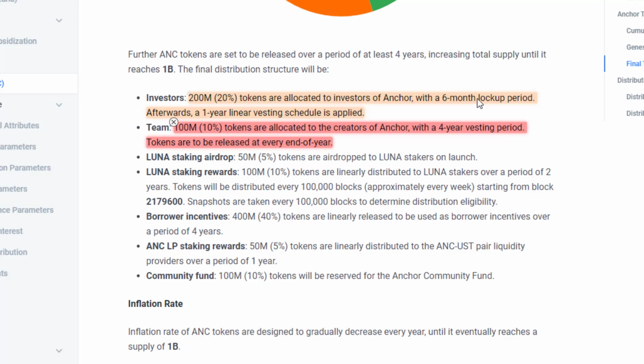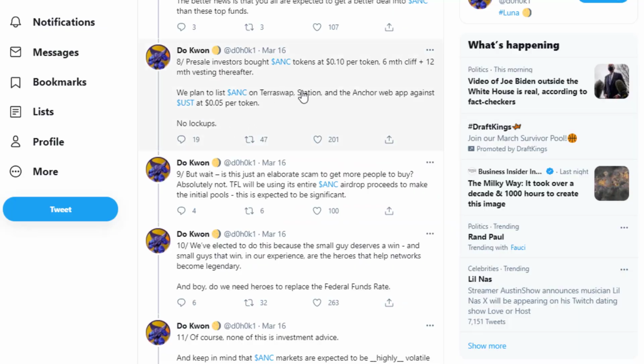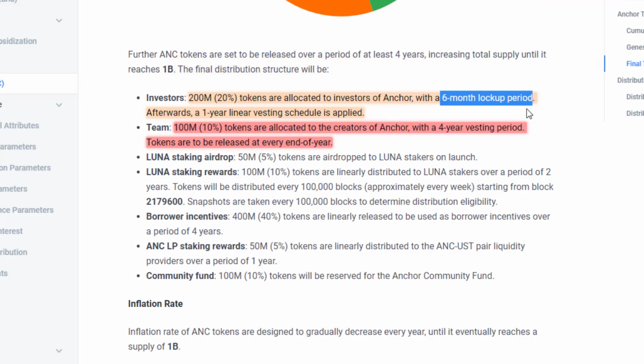And for many of you retail investors, these are probably the most relevant because a lot of the times VC firms get in early. Once there's enough liquidity in the market, they'll dump on retail investors. And that 20 million that they raised from investors, they gave these investors ANC tokens at a rate of 10 cents per token with a 6-month cliff and a 12-month vesting period thereafter. So that means for at least 6 months, they're not going to be able to dump their tokens on retail investors.